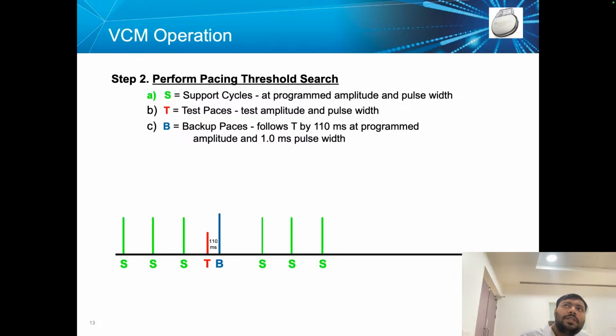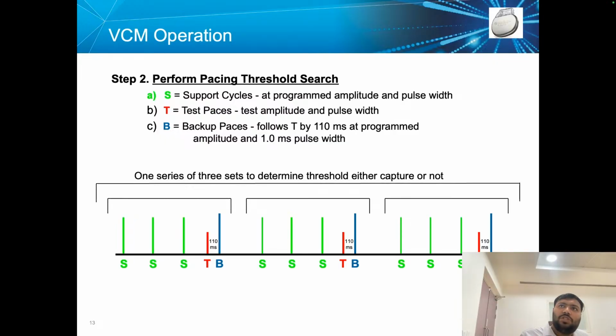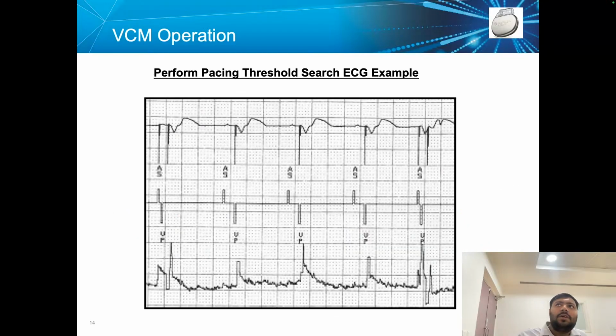So this is cycle 1. This is cycle 2. The same thing will repeat for another cycle. Again, the same thing will repeat for 3 cycles, to ensure the 3 times captures. So this is the threshold search. To determine this, any 2 sets will come as capture. One set we can compromise as non-capture also. So out of 3, 2 should be on the capture side, to determine the threshold.